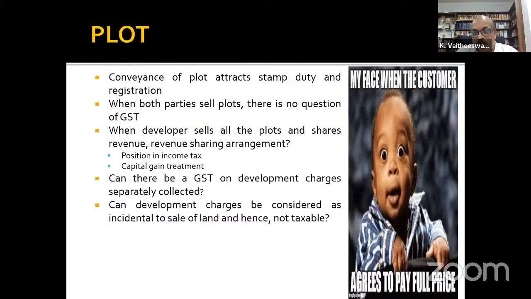Now, third situation: I have a development done by me. I enter into a sale deed for, let us say, 2,000 rupees per square feet. And that's matching the guideline value for stamp duty purposes.